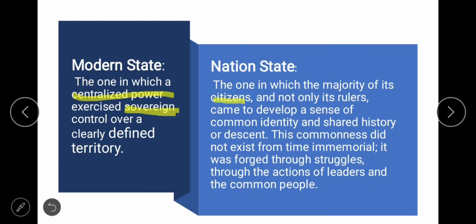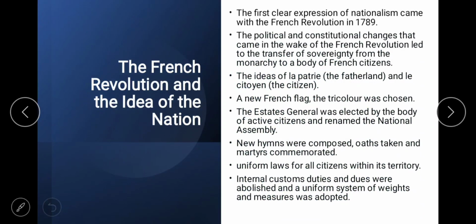So in simple words, we could say a constitutional type of government where the power is not centralized with a single or group of people. So the idea of citizenship was sowed in the minds of people through various struggles. Okay, so with these basic ideas, let us get into the chapter.